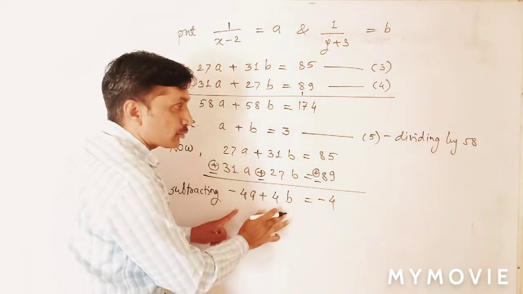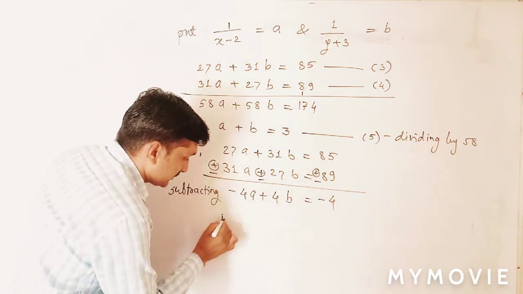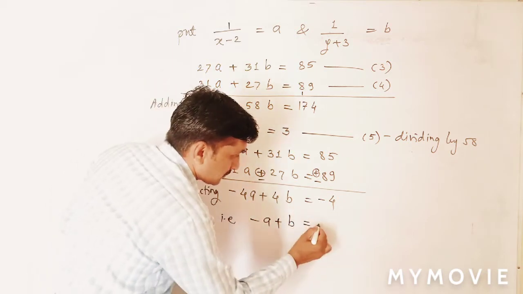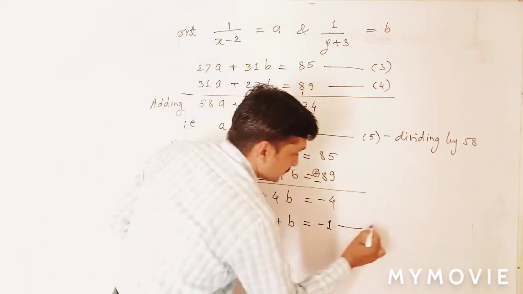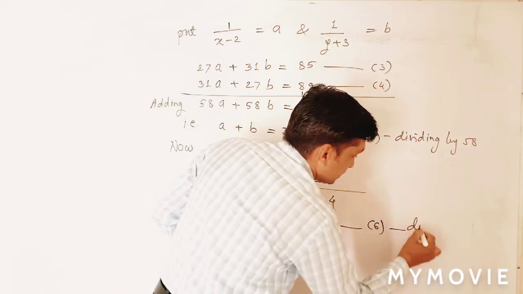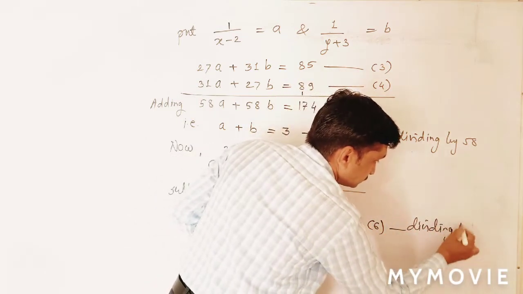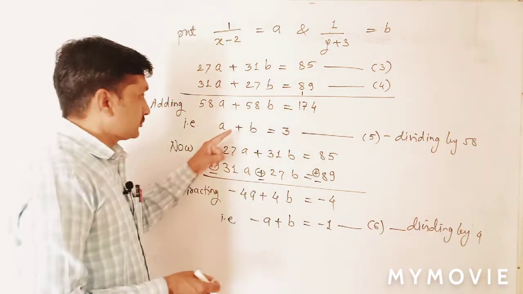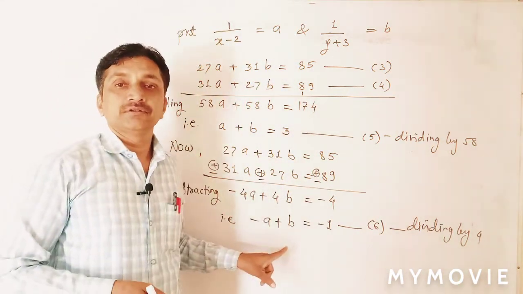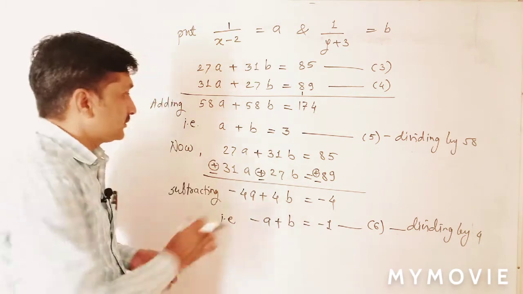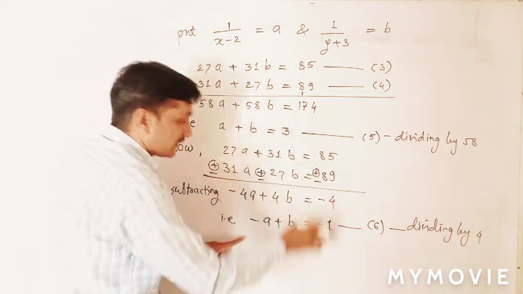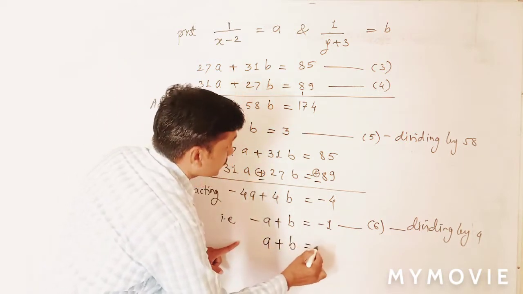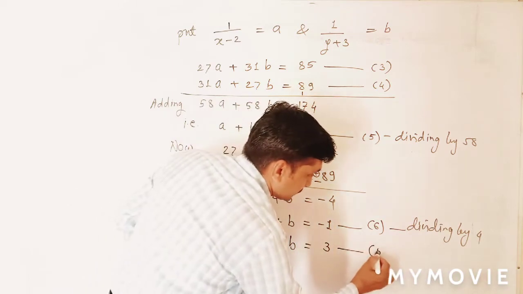And here now we are going to divide by 4. That is, we get minus a plus b is equal to minus 1. We divided by 4. Here I give equation number 6, dividing by 4. Now we got two simple equations, 5th and 6th. Now we have to solve 5th and 6th. Now 6th we got here, 5th I write down here. a plus b is equal to 3, and this is 5th.